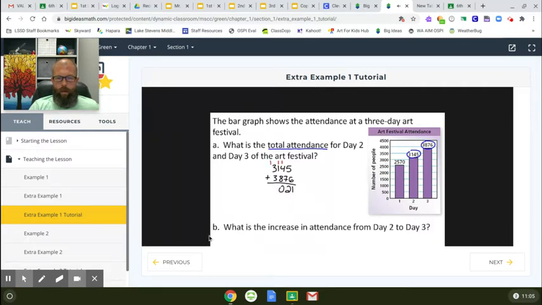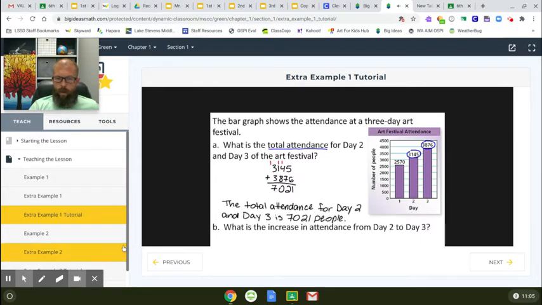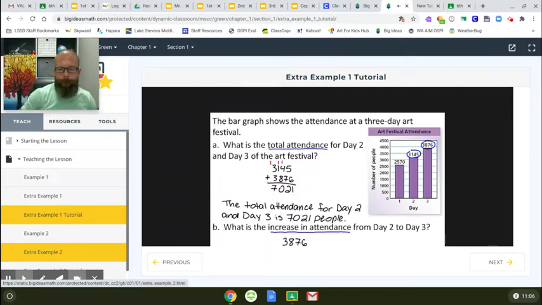Part B. What is the increase in attendance from day 2 to day 3? The phrase increase in attendance indicates you need to find the difference of the attendances on day 2 and day 3. To find the difference, line up the numbers by their place values, then subtract. 6 minus 5 is 1, 7 minus 4 is 3, 8 minus 1 is 7, and 3 minus 3 is 0. So the increase in attendance from day 2 to day 3 is 731 people.